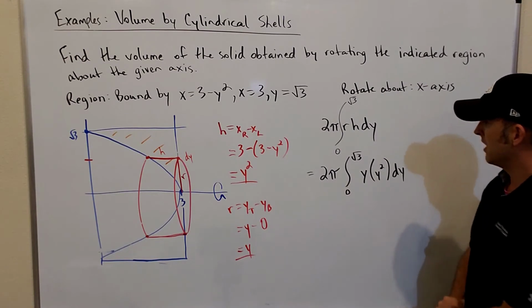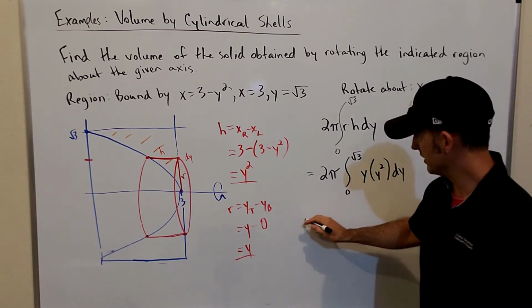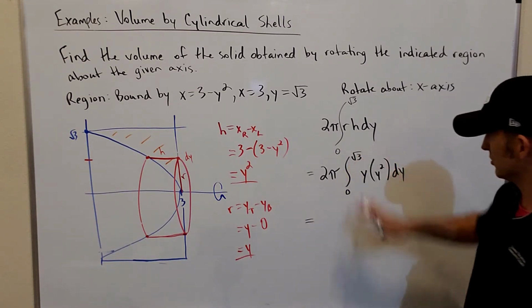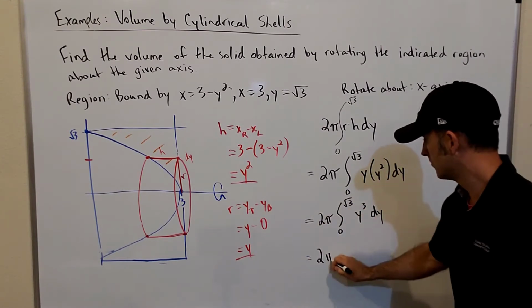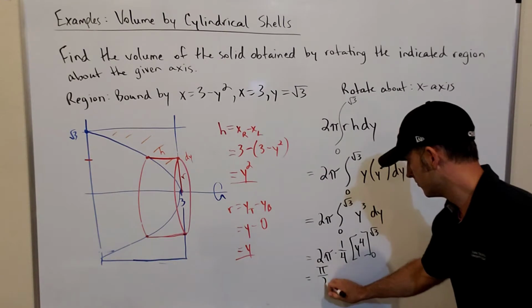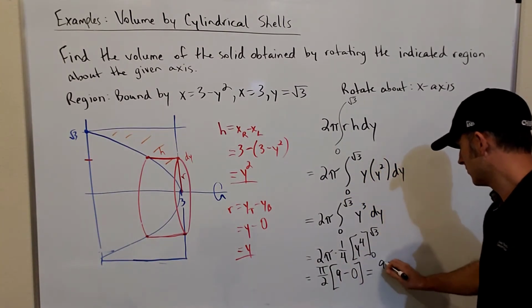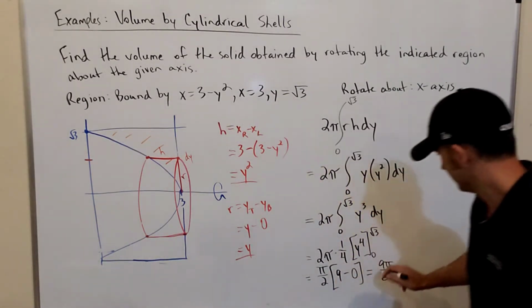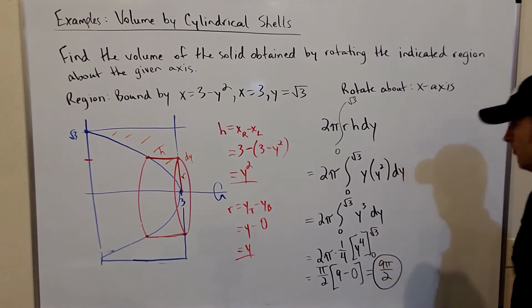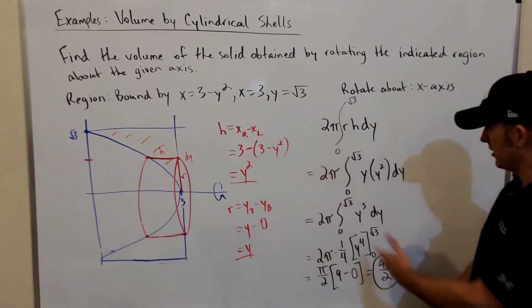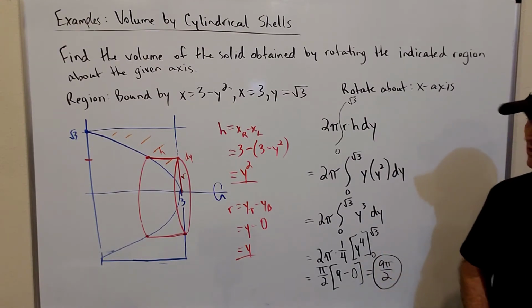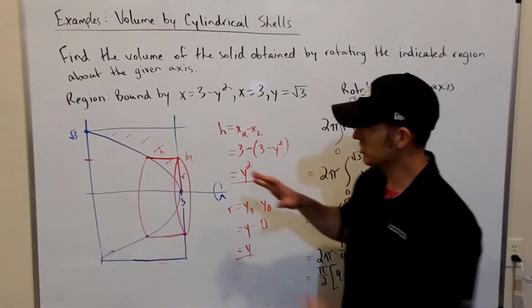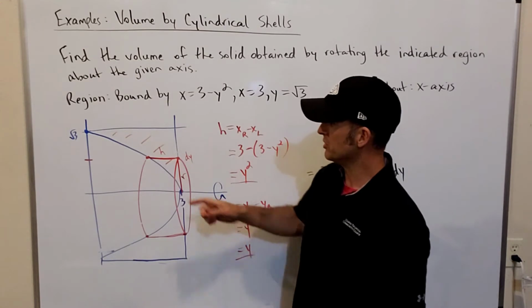Very simple. Now I'll kind of speed up and run through the integral here to get an answer, but that integral is all we'd have to set up to do this problem. All right, so the volume of the solid, when we evaluate the integral and we use cylindrical shells, we get 9 pi over 2.